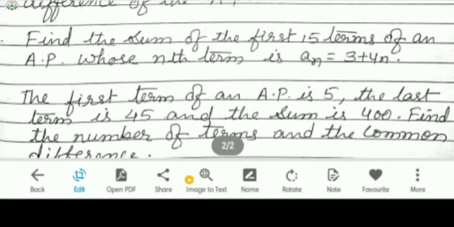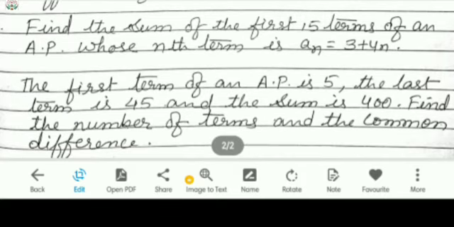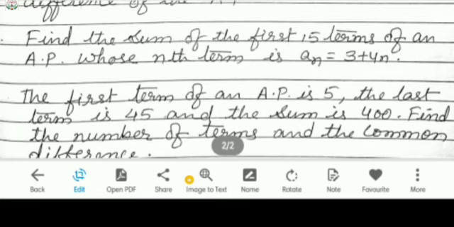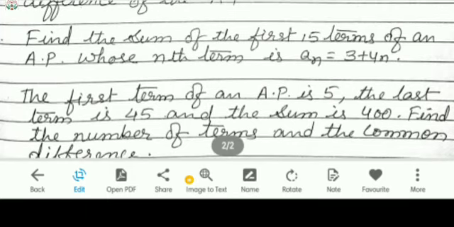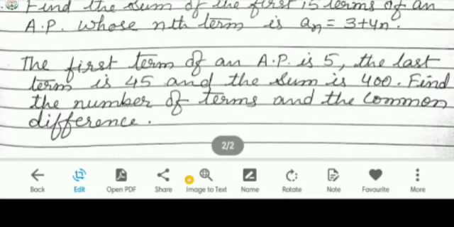After getting that, can we find S15, the sum of the first 15 terms? Sn, or S15, will be n upon 2, that is 15 upon 2, into 2 into A. What is the value of A we just got? That is 7, plus n minus 1, that is 15 minus 1, into D. D is how much we got? 4. So now putting in all these values, we will easily get the sum of the first 15 terms, S15. Okay, do it.